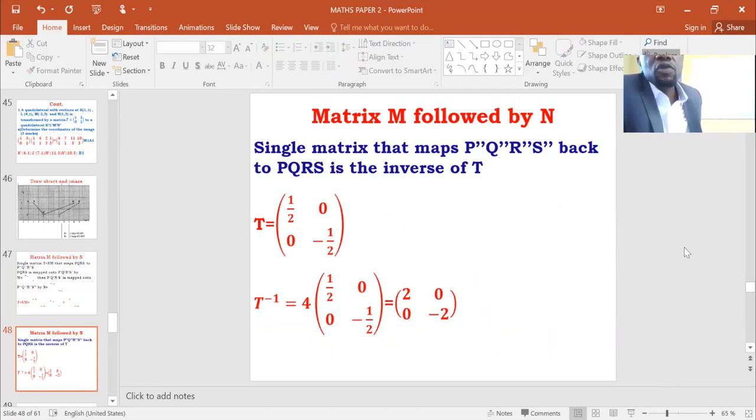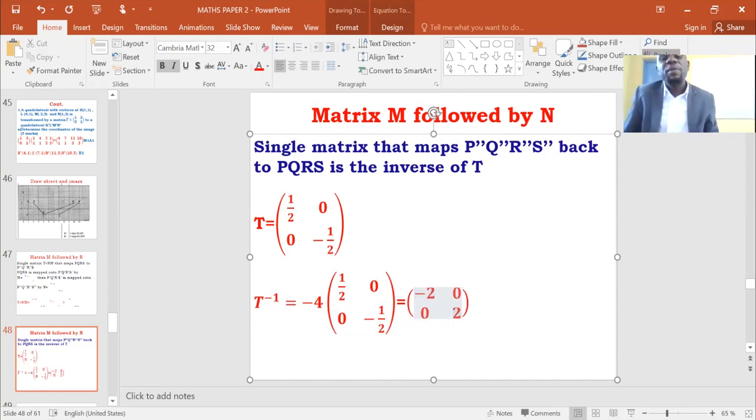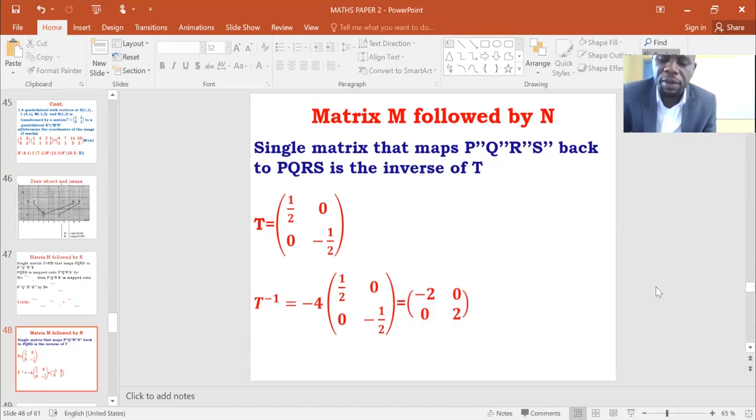If you want the matrix that maps P double prime to PQRS, simply find the inverse. Of course, you have to find the determinant first. The determinant should be negative 4. Not 4. Negative a quarter. Half times negative a half, that will be negative a quarter minus 0. So there's a mistake there. This will now be negative, then 1 over determinant. That becomes negative 4. Negative 4, this means that this becomes negative 2 up there. The upper one will be negative 2. Negative 2. And this becomes positive. Is that right? So that is the matrix that will map the final image back to the original object. So if you do that, you score full marks. Simply find the inverse of that particular matrix.